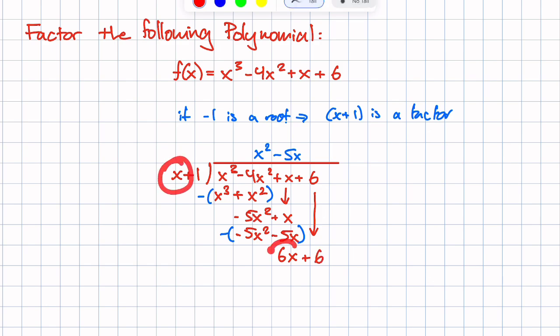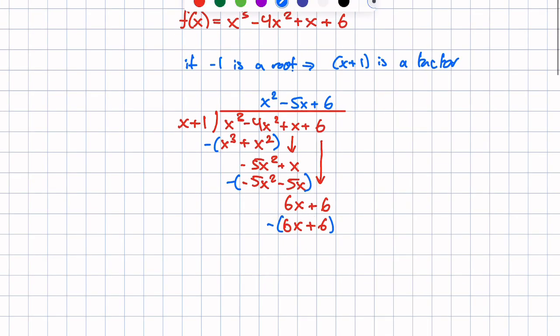What do I multiply this by to get this? Well, that's going to be a 6. So I'm going to throw a plus 6 up here. And then I'm going to multiply this by 6. That's going to give me 6x plus 6, which coincidentally, or not so coincidentally, is identical to what we have up here. Now, as the last step, we are going to subtract those, and we will end up with nothing.